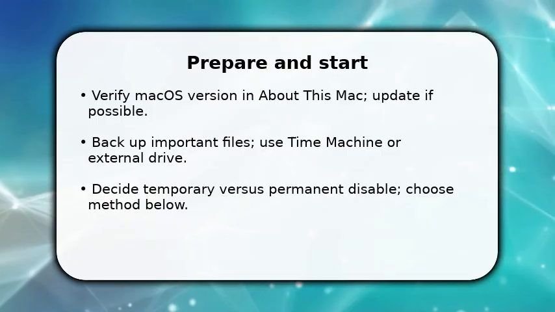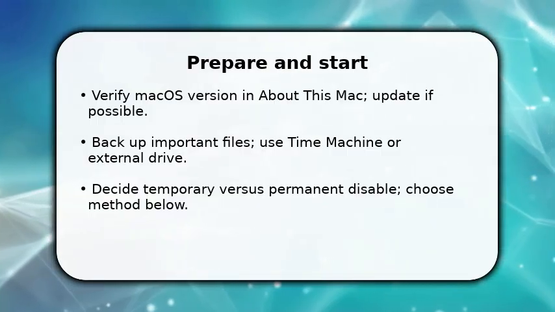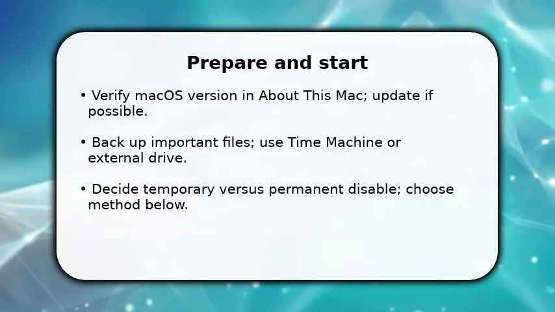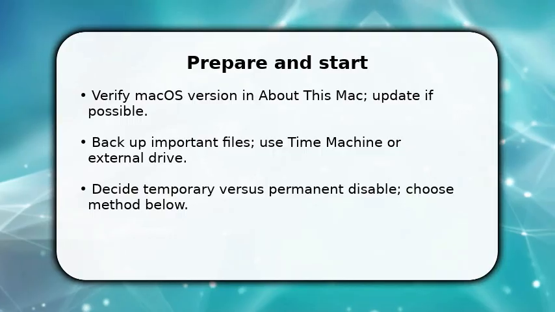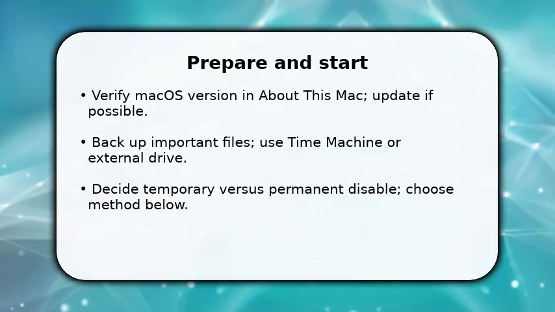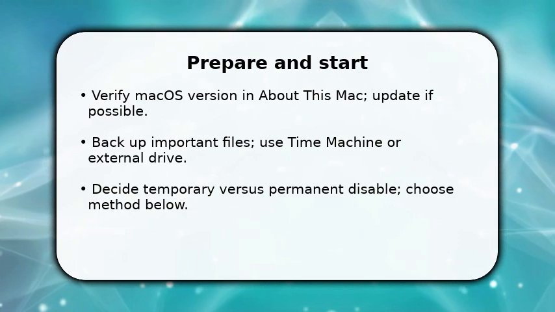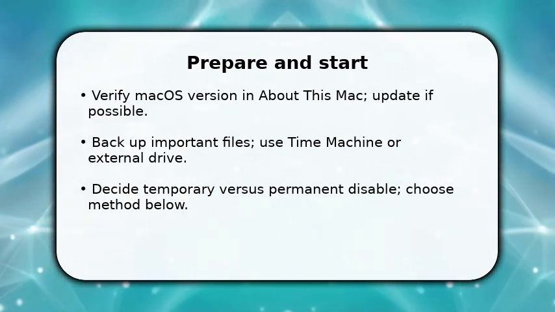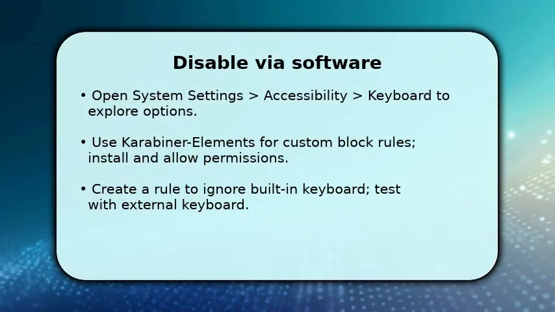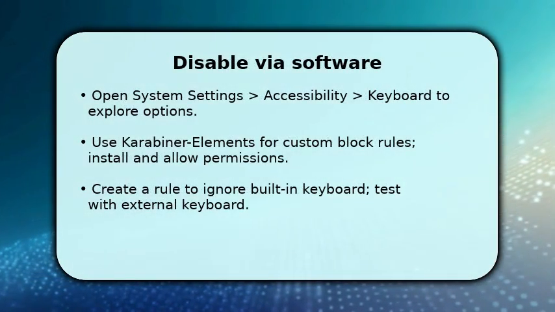For a quick, reversible approach, we'll use accessibility and third-party utilities. For permanent hardware disable, plan for disassembly or professional service. Start system settings now, then follow to accessibility or download the Helper app. Do not skip the backup. It's your safety net. Next, focus on the software path because it's safer and reversible.